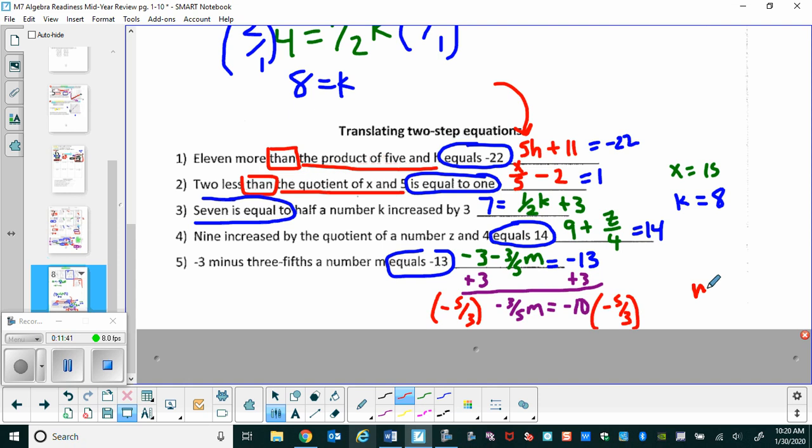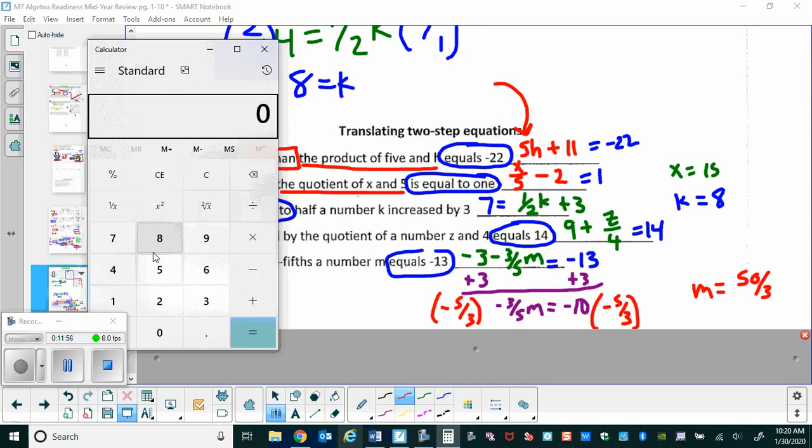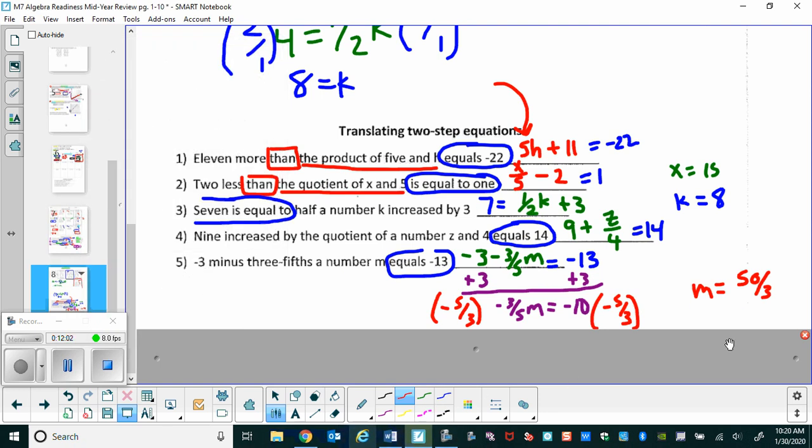So we're going to get here that m equals, and we have this 10 times 5 is 50, and 50 divided by 3 would be 50/3. A negative times a negative is a positive, and if I take out the calculator, we can do 50 divided by 3 to get the decimal. It'll be 16.6 repeating. So m here is 16.6 repeating, and I'll just put the line over the 6 to show that it keeps repeating.